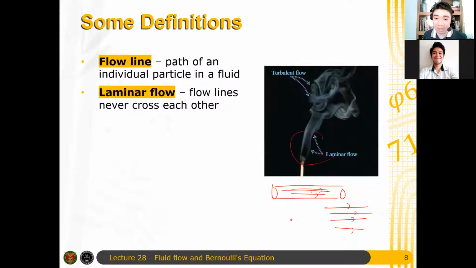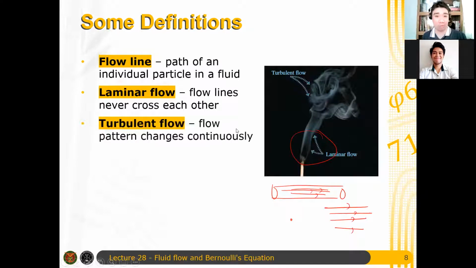So for example, in this figure, I'm not sure if this is a chimney or a candle. Let's say it's a candle. Near the tip of the candle, the flow is laminar. So in that case, the flow lines are parallel to each other, they never cross. However, if it's not the case, then you have turbulent flow. Turbulent flow means the flow pattern changes continuously. A measure of whether flow is laminar or turbulent is the so-called Reynolds number. Okay, that's a measure of whether the flow is laminar or turbulent.